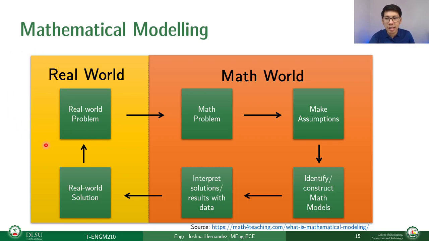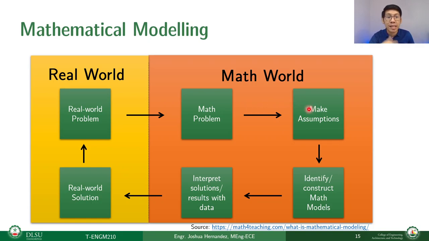So, as you can see here, the areas or the translations or the domains, if I could say, of the real world and the math world are seen in this graphic. Now, in mathematical modeling, what we're trying to do is to translate real world problems from the real world domain to the math world domain. And how do we do that? Of course, having a real-world problem, knowing that real-world problem, the first step is to translate that real-world problem into a math problem. And now that we have a math problem, we make assumptions, no?